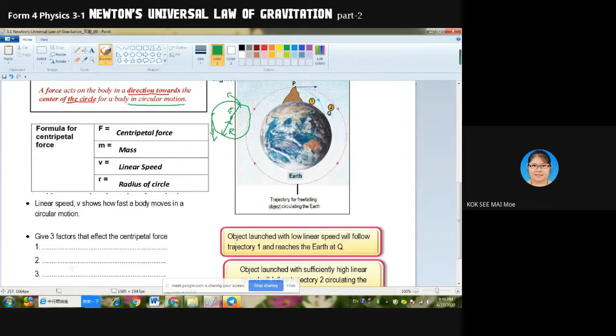How to make the force become bigger? The object is moving in an orbit around the Earth. You are the Earth and you want to pull the satellite. What situation can make you apply a stronger force to the object?